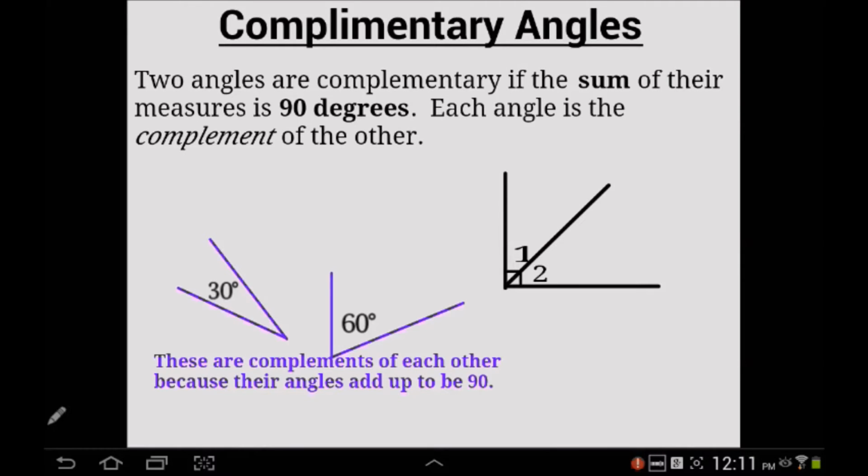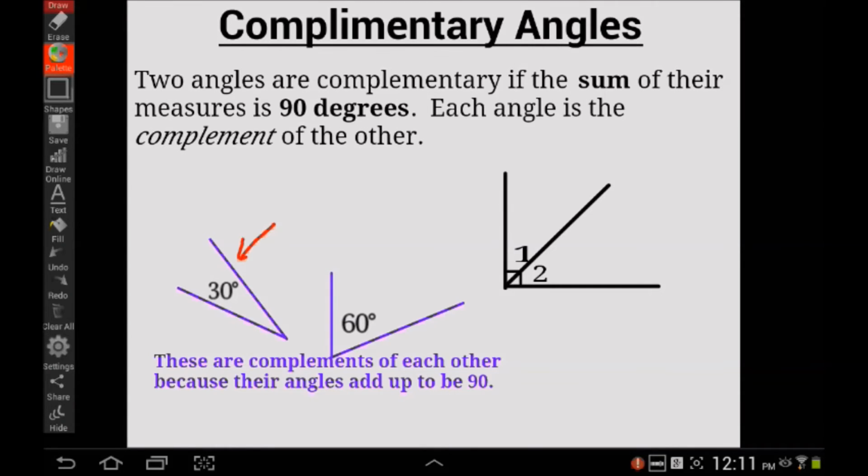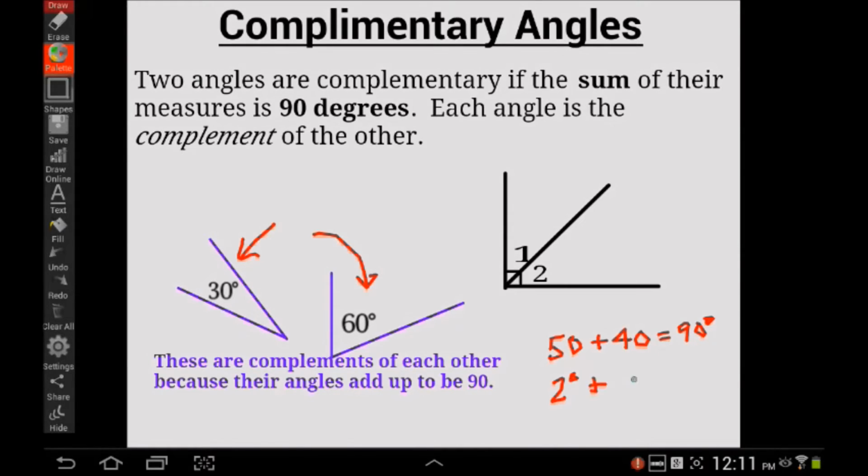Complementary angles are two angles that have a sum of 90 degrees. So together they make a right angle. Each angle is the complement of the other. So right here, the complement of 30 would be 60 degrees. The complement of 60 would likewise be 30. The complement of 50 degrees is 40, because 50 and 40 makes 90. The complement of 2 degrees would be 88 degrees, because 2 plus 88 equals 90. And that's all there is to it. So complementary angles together make a right angle. They make 90 degrees exactly.